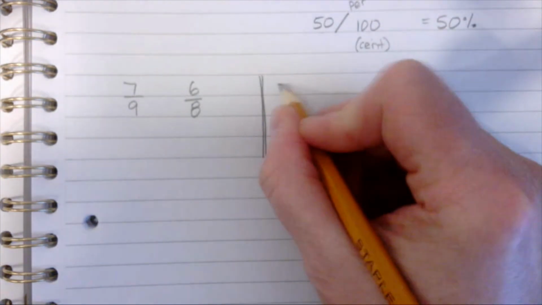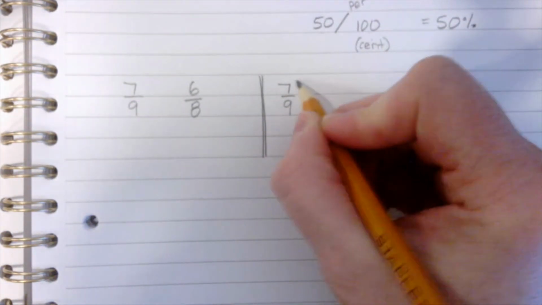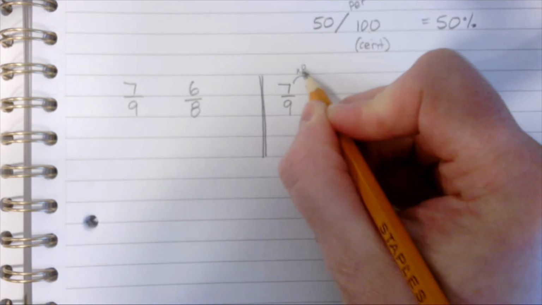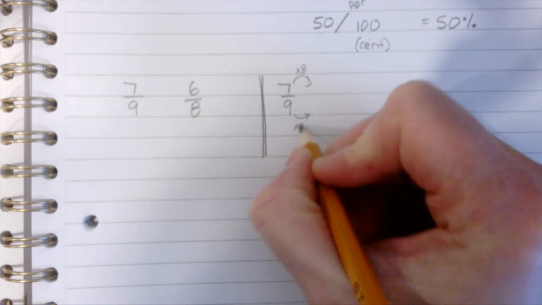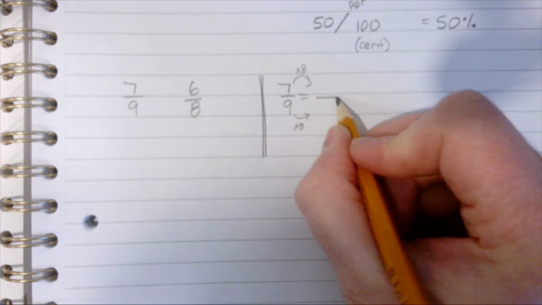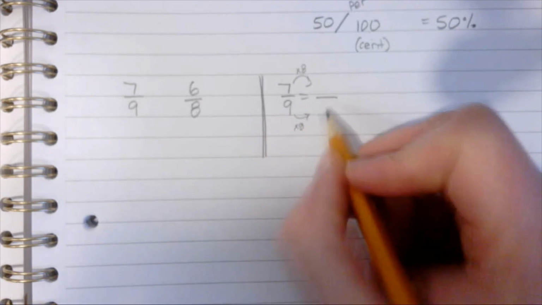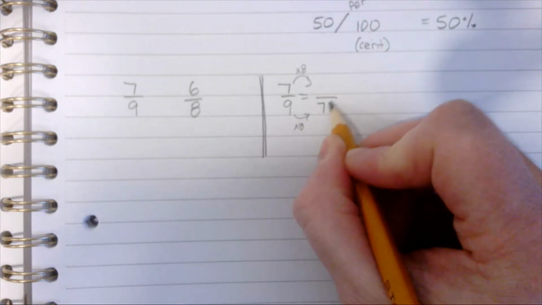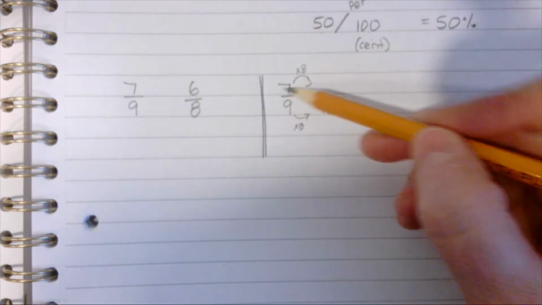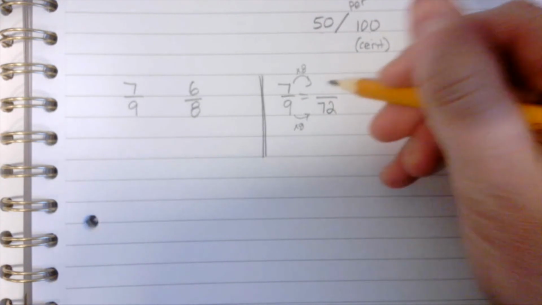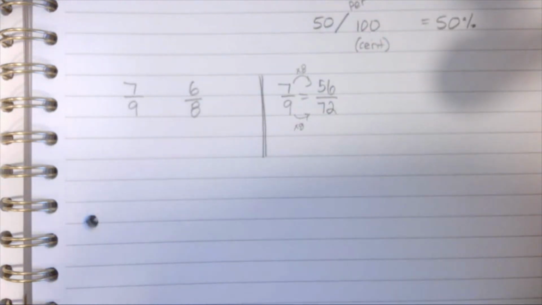out of one of the multiples of 9 and 8. And in this case, if I said 7/9, and this time I'm going to multiply both by 8 because the multiple there would be 72. And 7 times 8 is 56.